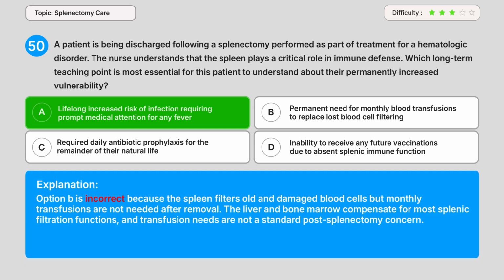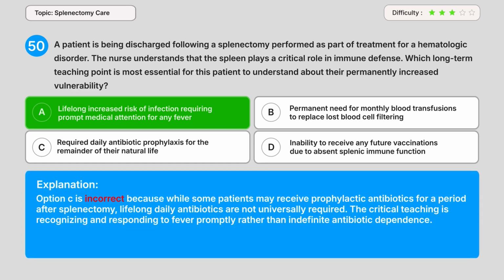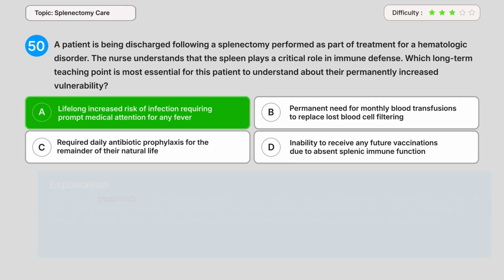Option B is incorrect because the spleen filters old and damaged blood cells, but monthly transfusions are not needed after removal. The liver and bone marrow compensate for most splenic filtration functions, and transfusion needs are not a standard post-splenectomy concern. Option C is incorrect because while some patients may receive prophylactic antibiotics for a period after splenectomy, lifelong daily antibiotics are not universally required. The critical teaching is recognizing and responding to fever promptly rather than indefinite antibiotic dependence.